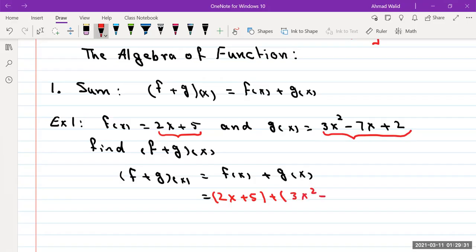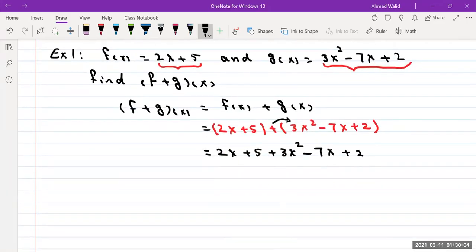3x squared minus 7x plus 2. And next step, remove the parentheses: 2x plus 5 plus 3x squared minus 7x plus 2. Or distribute the sign, right? But you know, when you are distributing a positive sign to a parenthesis, the signs inside the parentheses will not change, right? It stays the same.